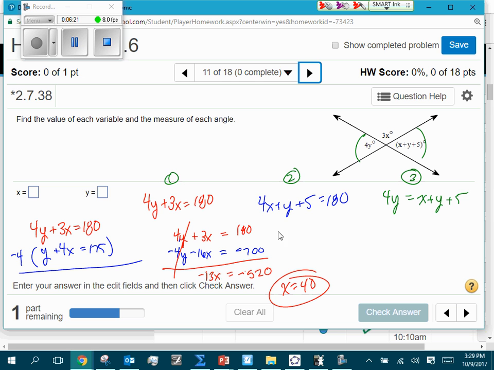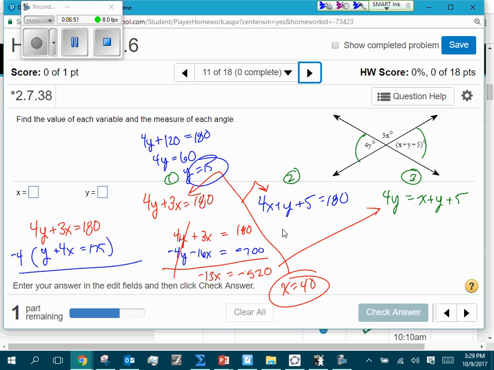Now if x is 40, you can plug that back into that equation right there, or that one, any one that is true for your problem, and you should be able to get what y is. So I'm going to plug it back into this first one. I'll get 4y. Now plugging x in would give me 120 there for 3x is equal to 180. Subtract 120 from both sides. Gives me 4y equals 60. Y then has to be 15. So x is 40, y is 15, and that's how you would approach that problem.